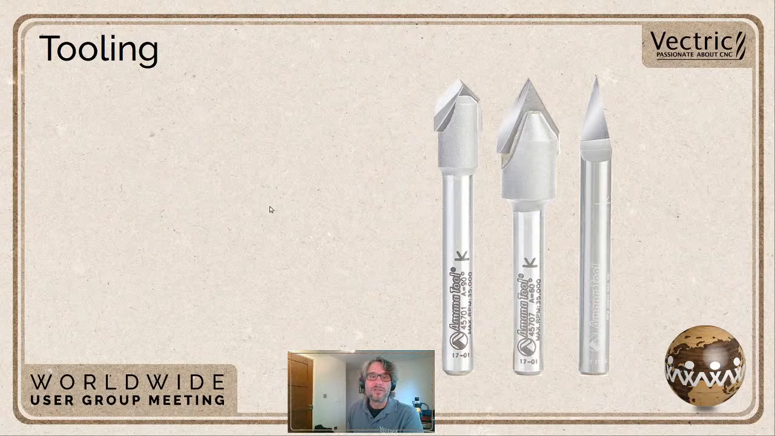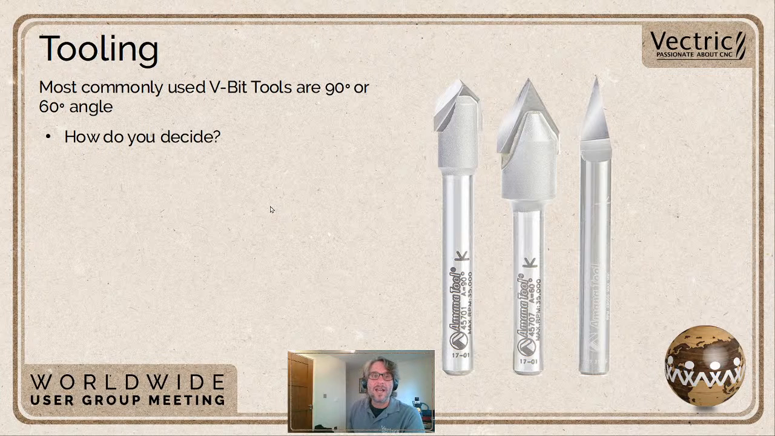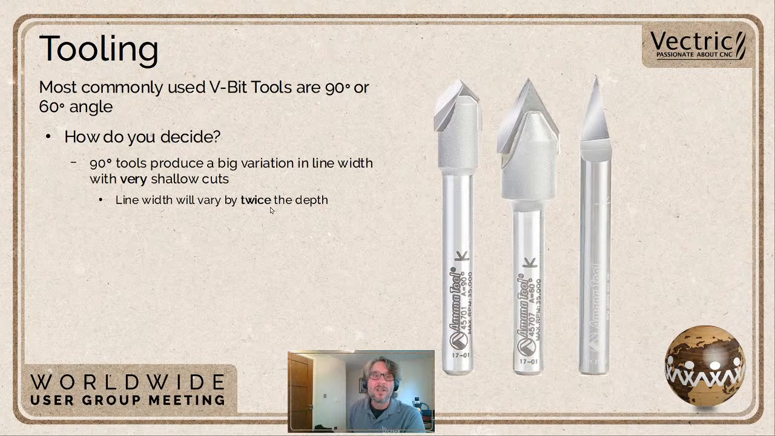Tooling, right? We've touched on the main issues of how you work out stuff with tooling. How do you decide which tool you're going to use? What angle of tool you're going to use? Well, there's a few things you need to think about. Obviously, what we've seen here is the 90-degree tools.